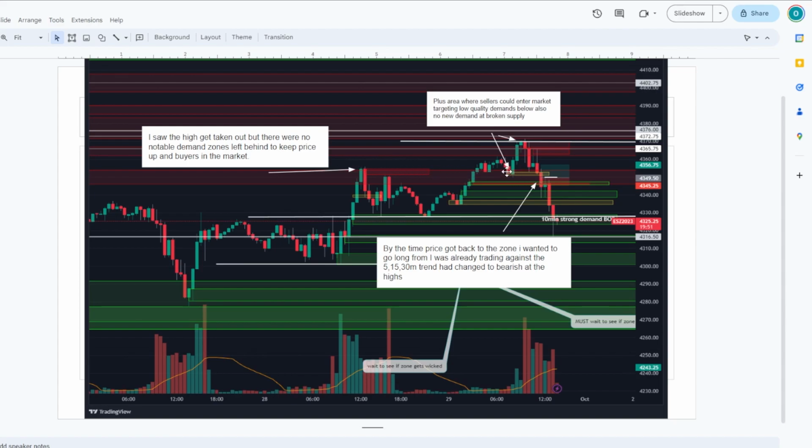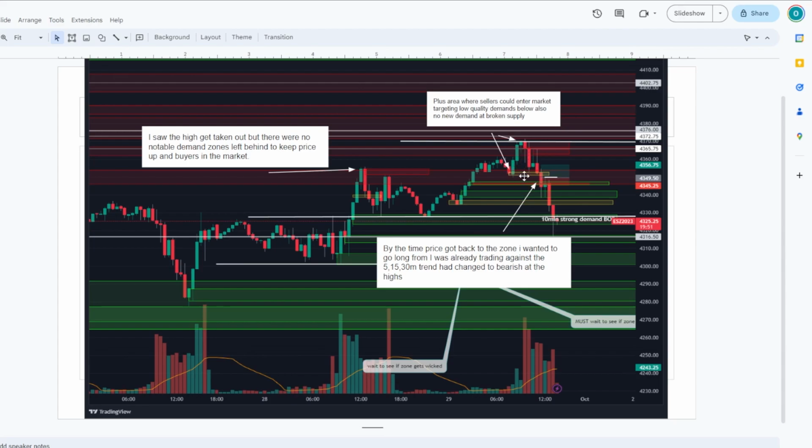So was that a bad zone? Was that a bad trade attempt? No, I don't think so. I don't think that was a bad thesis. What was bad was the fact that we were all the way up here, right? And this allowed price enough of a range to change a trend on the lower time frame.